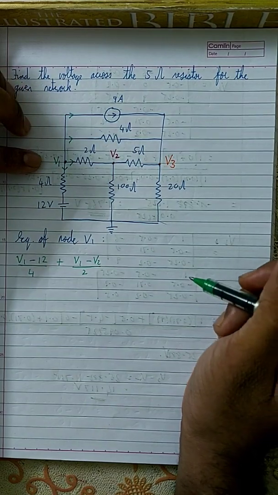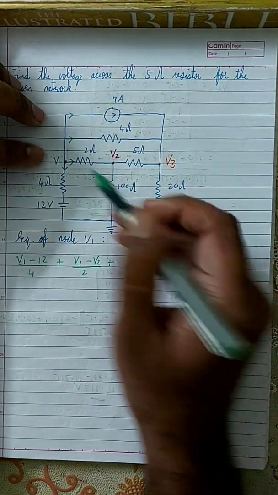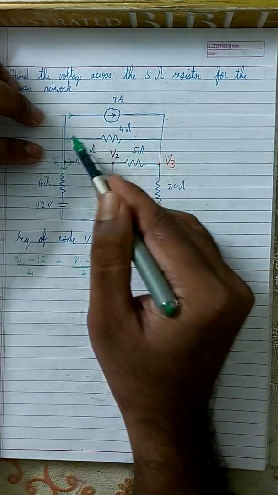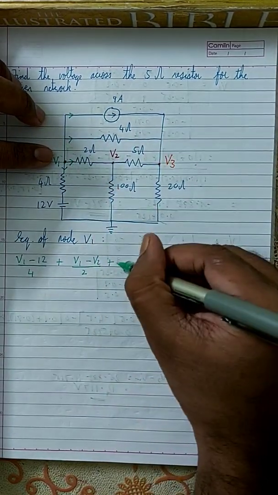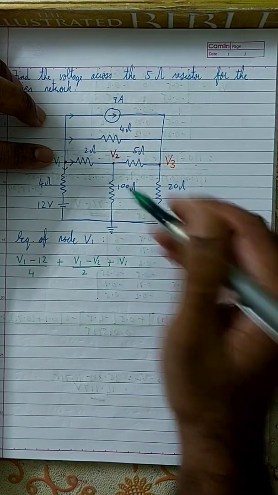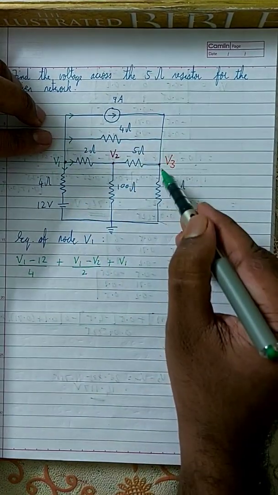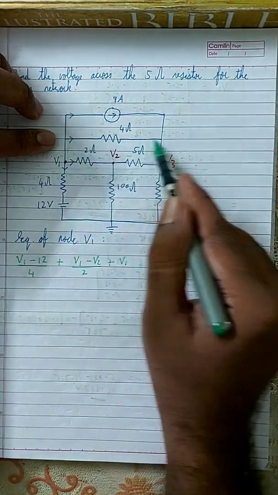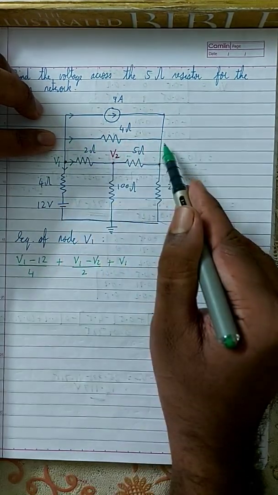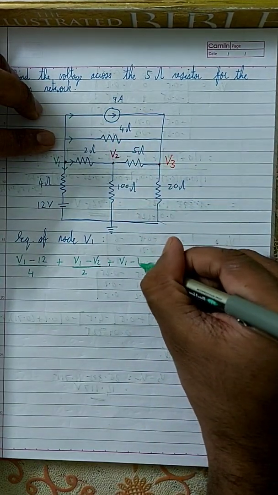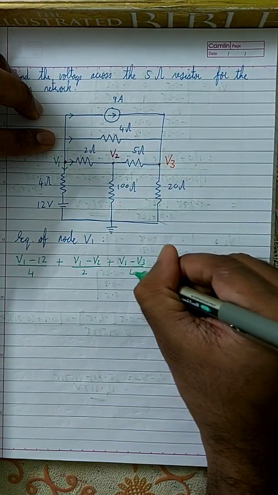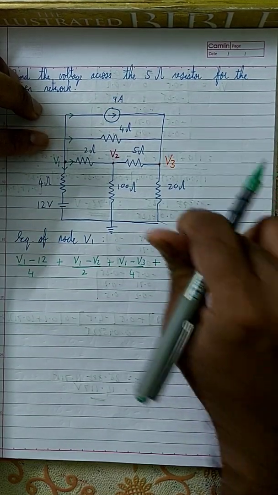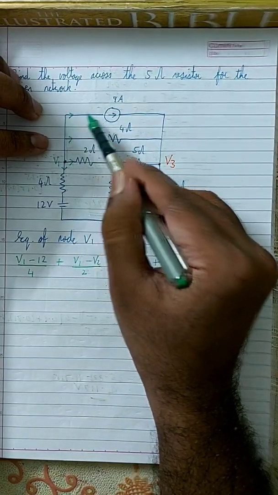Correct? Now next is the current flowing in this branch. In that case, what is the node voltage? That is V1, right? V1 minus V3, the voltage at this end is V3. Here the voltage is V1, here the voltage is V3. So therefore V1 minus V3 by 4, plus, now what about the current over here?